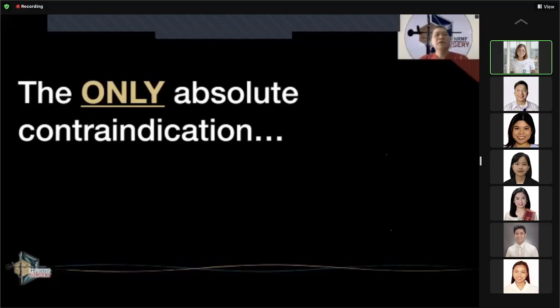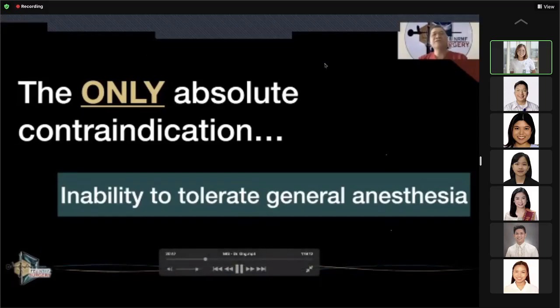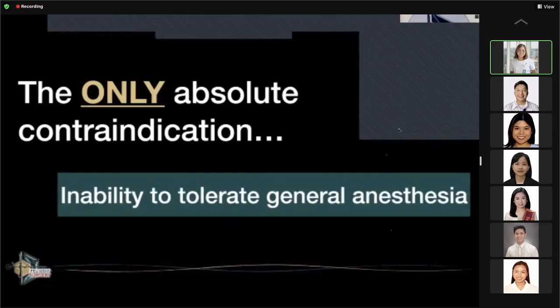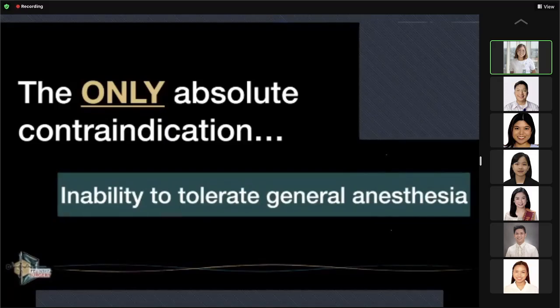So the only absolute contraindication for laparoscopy is the inability to tolerate general anesthesia. So all patients undergoing laparoscopy are under general anesthesia. There are some institutions, or some surgeons, who are actually going into research doing spinal anesthesia or epidural anesthesia in lower pelvic surgeries like inguinal hernia repair. But still, the problem will be the patient is restless during the procedure. So most of the time, general anesthesia is the one we use for laparoscopic surgery.